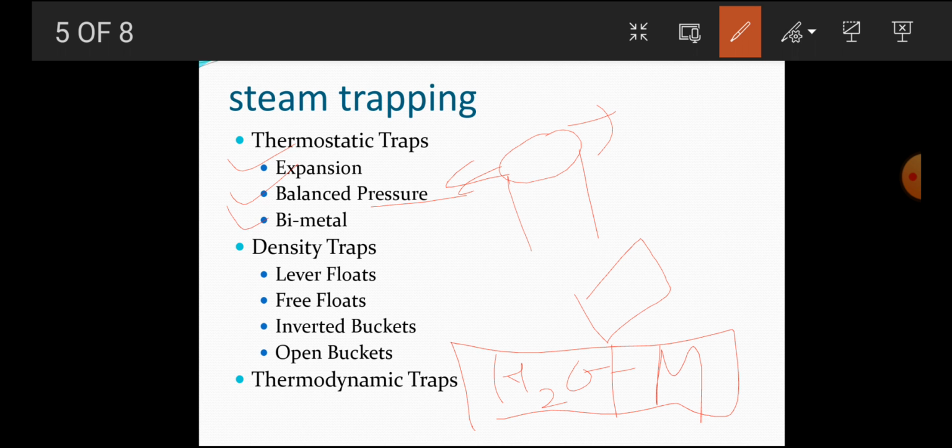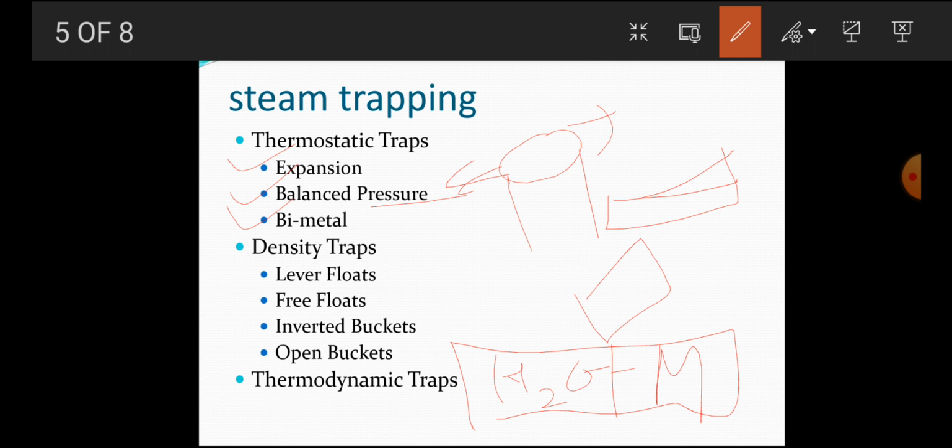Then there is the bimetal trap. As you know, bimetal trap elements are composed of two dissimilar metal strips that are bonded together so that a temperature change causes deflection in one direction, or its opposite, to actuate the valve.